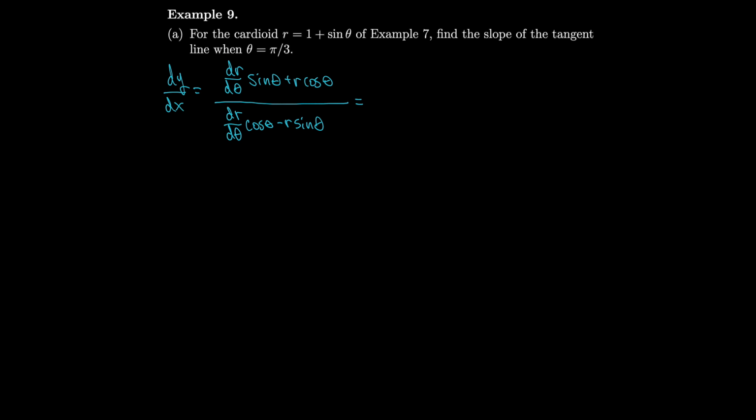So in this case, well, the derivative of r with respect to theta, that's just cosine, because 1 is a constant. So we get cosine theta times sine theta plus r, which we'll write in terms of theta as 1 plus sine theta, times cosine theta. So everything in terms of theta, just like when we took dy/dx, everything was in terms of t when we did parametric equations. So we finish it up, 1 plus sine theta. Oh, I forgot this is supposed to be a minus. So 1 plus sine theta and sine theta.